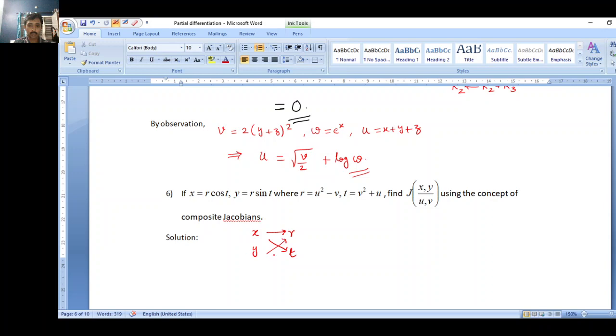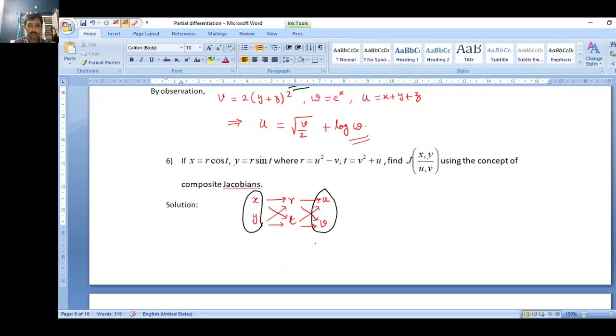X and y are in terms of r and t, and further if you look at it, r and t are given in terms of u and v. So r is in terms of u and r is also in terms of v. Similarly, t is in terms of u and t is in terms of v. So if you look at this finally, you see that the final dependent variables are x and y, and the final independent variables are u and v.